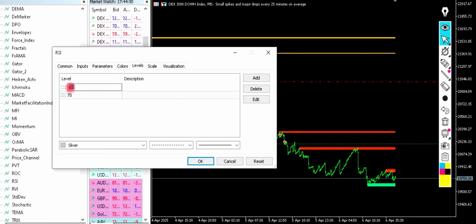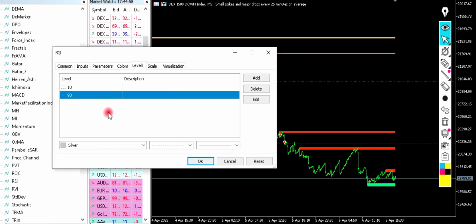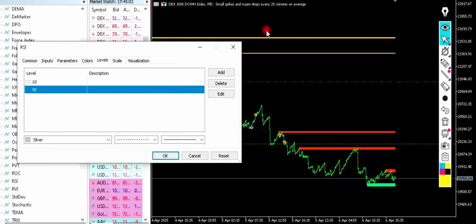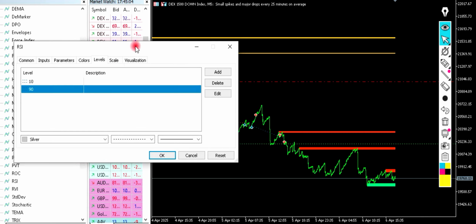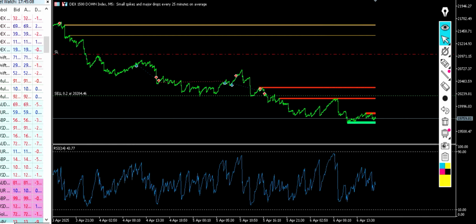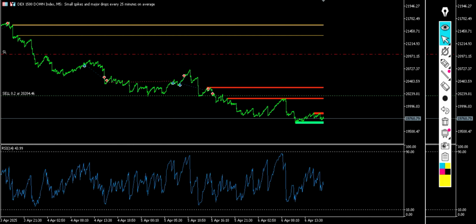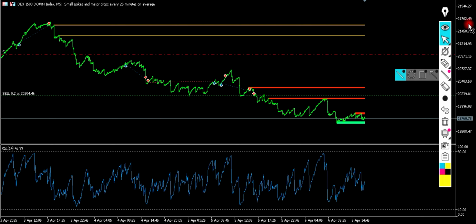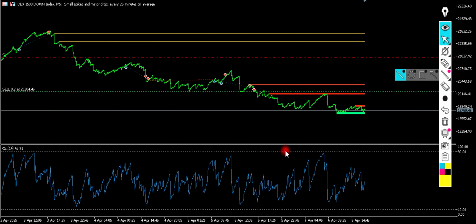I'm going to give you guys a cheat code. Pop in 10, and pop in 90. These are the two levels we're going to be using in confluence with our supply and demand indicator. You can leave everything else as is. I'm just going to drag this back over so we have the entire screen.